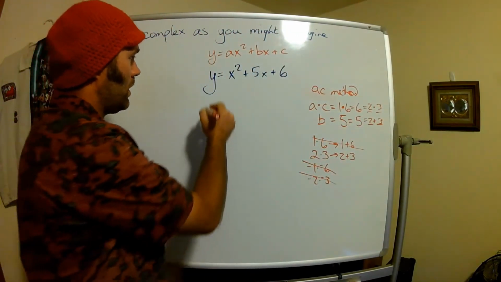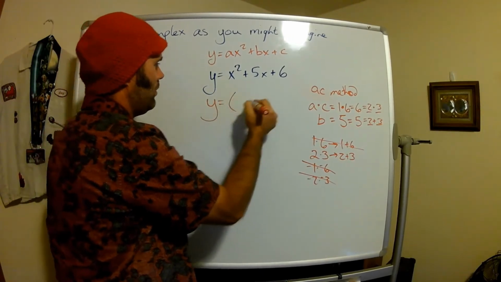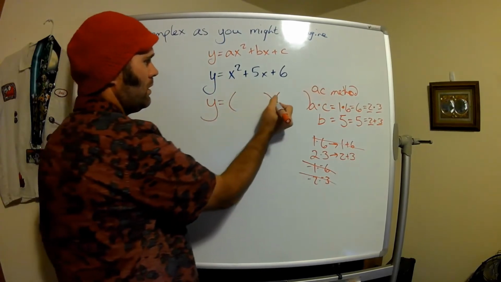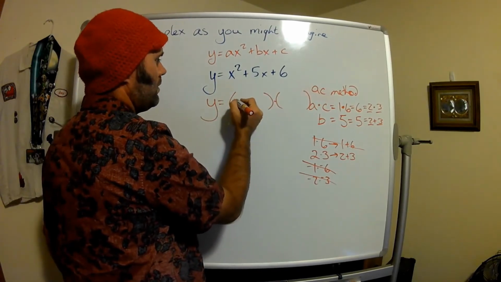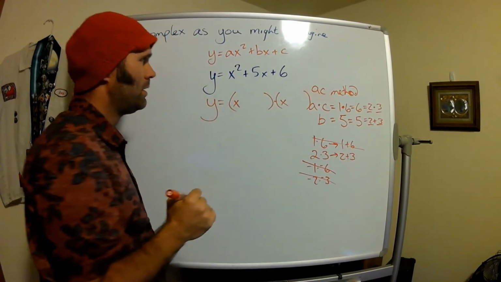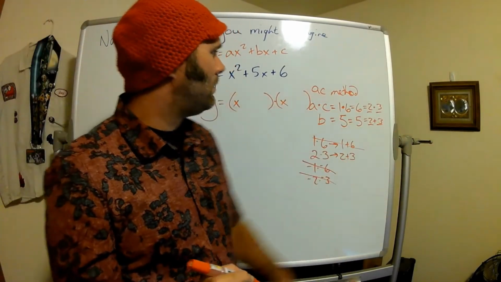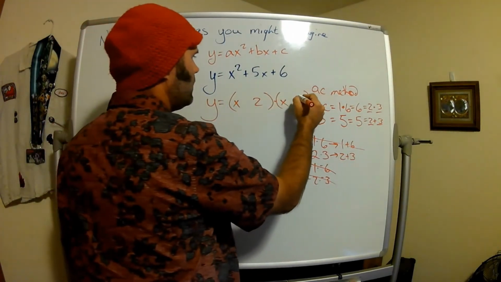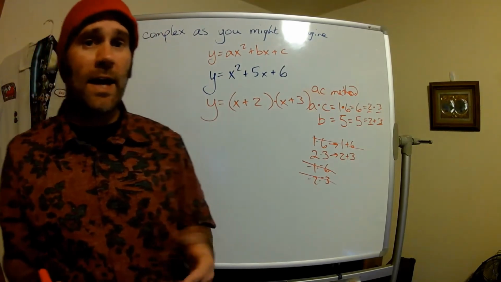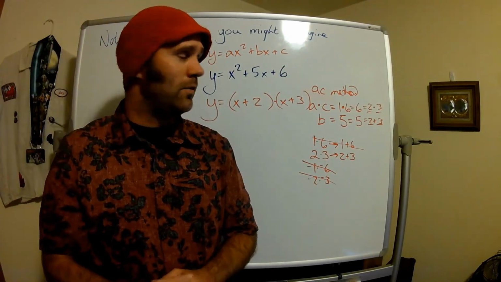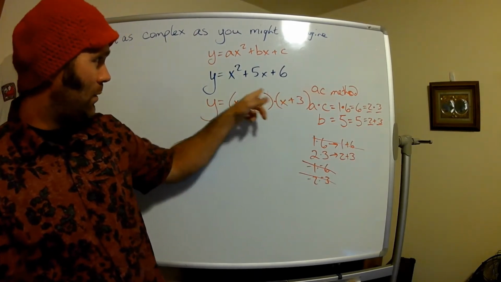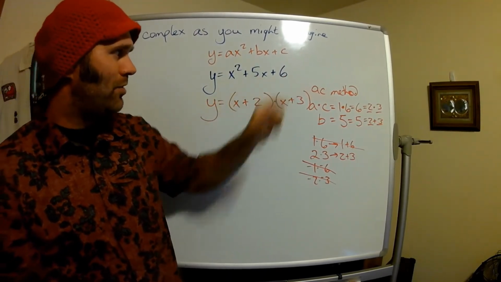So here we're going to get it done. Y equals, and we're multiplying them together. And the first term is x squared, so x and x. And then we've got a 2 and a 3. And they were both positive, so they're adding. So this is the factored form. X plus 2 times x plus 3 equals x squared plus 5x plus 6.